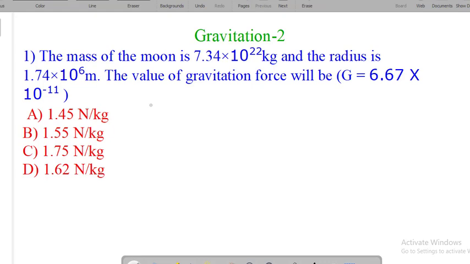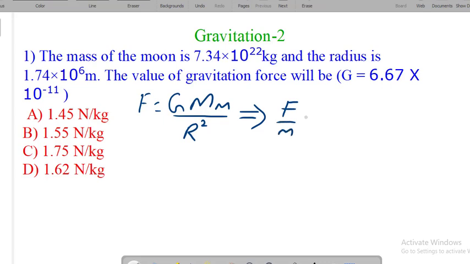Okay, so first of all we write the formula of F. So F is G M m upon r square. Let capital M be the mass of the moon and small m the mass we are taking. Because the unit of force is Newton, we can take this small m to the left so that it becomes F upon m, because we want the answer in units of force per mass, Newton per kilogram. So we are left with G M upon r square.